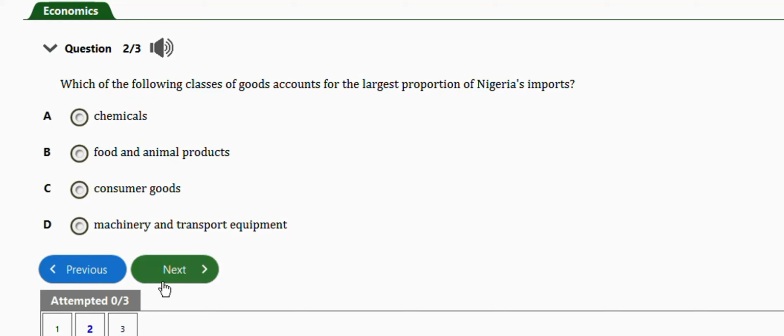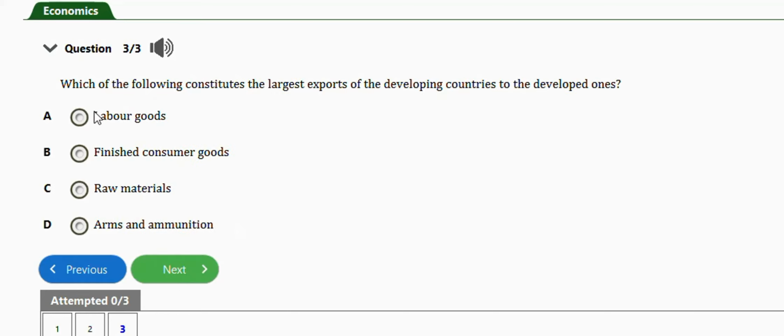The last question in this video is this one. It says, which of the following constitutes the largest exports of the developing countries to the developed ones? So we have labor goods, finished consumer goods, raw materials, arms and ammunition. So the right answer is option C, which is raw materials.